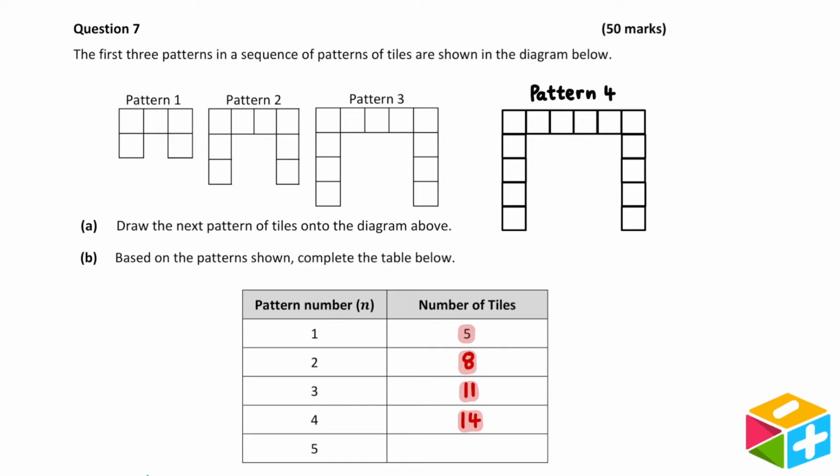A more clever approach would be to look at the sequence of the number of tiles and see if we can spot a pattern. Our numbers are 5, 8, 11, and 14. The pattern here is that each number is 3 bigger than the previous one. So the next value would be 14 plus 3, which is 17.